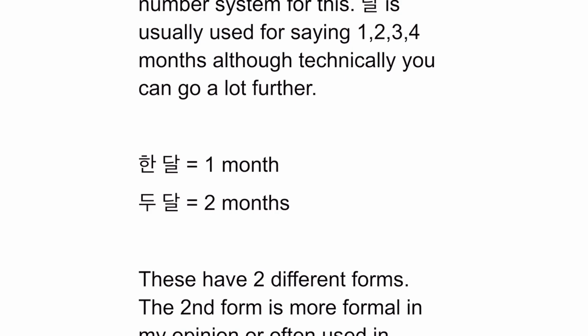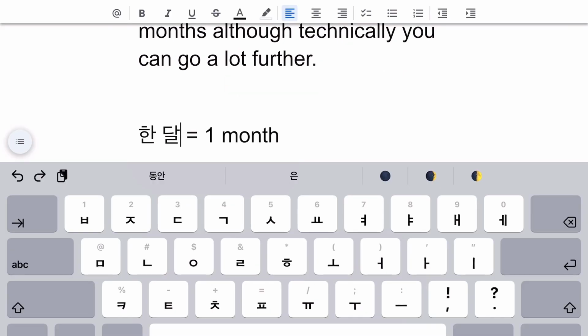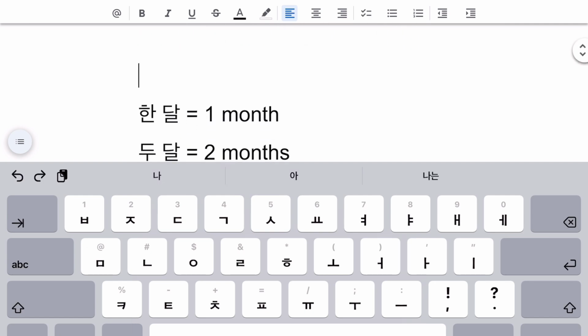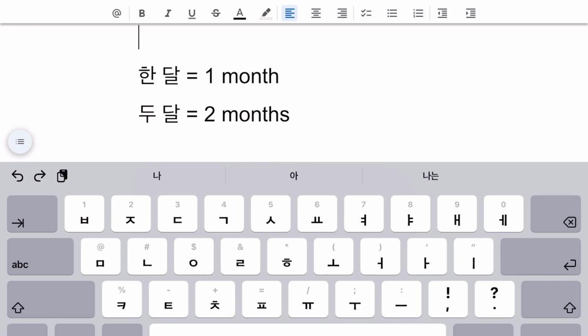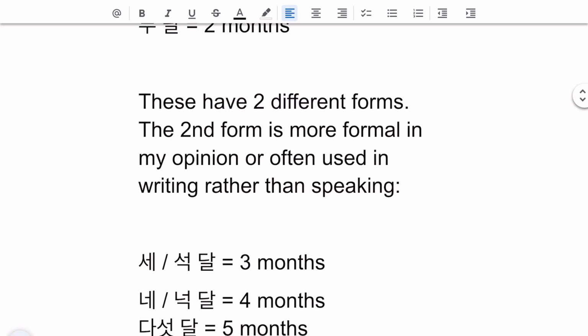If you're not familiar with the concept of counters in Korean, you may not know this, but when a counter word, which 달 is, is used with a number, we have to shorten the first 4. So instead of 하나 달 or 둘 달, they get shortened to 한 달 and 두 달. So do the other 2. Only the first 4 numbers are like this.